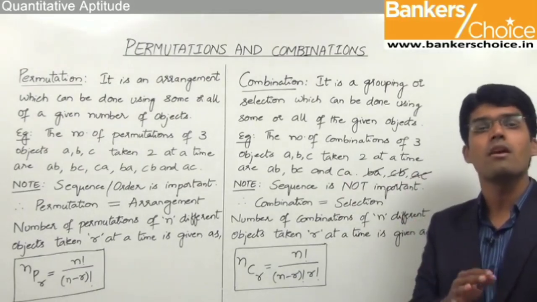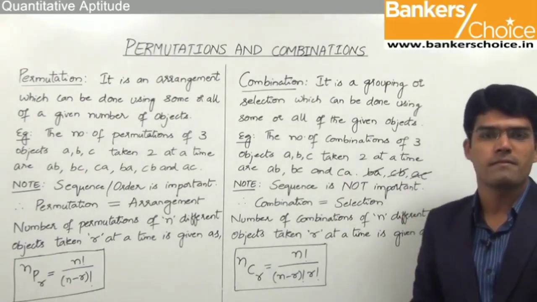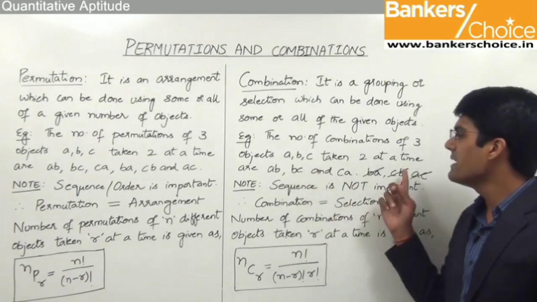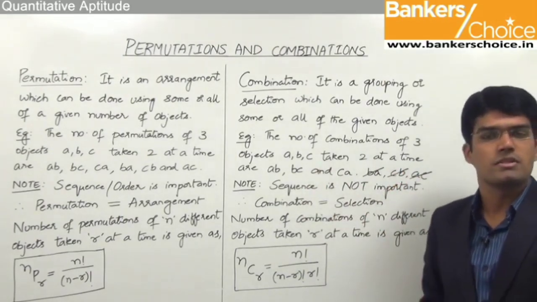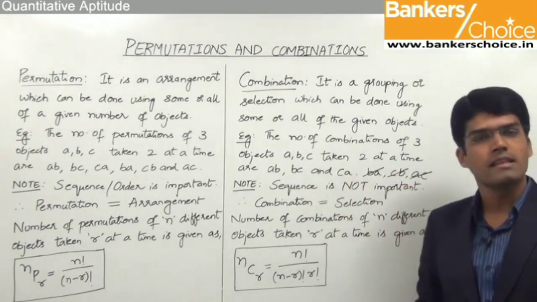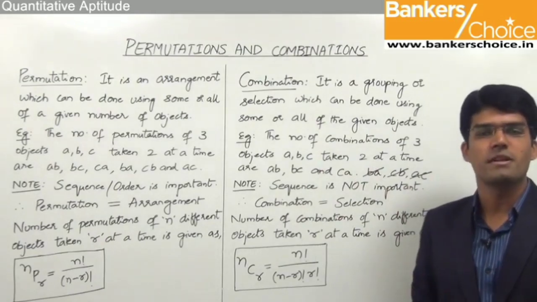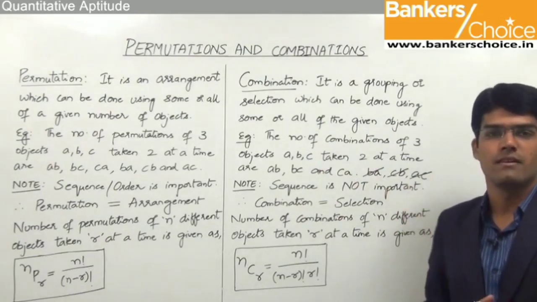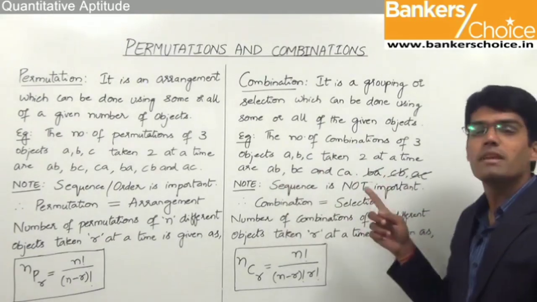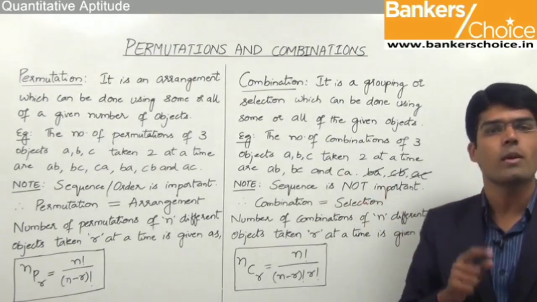Because the group AB or BA is no way different from each other. Again, BC and CB is similar to each other. And likewise, CA and AC are also similar to each other. There is no difference between the group CA and AC. So here we cannot take AB and BA as two different combinations. It is only one combination.